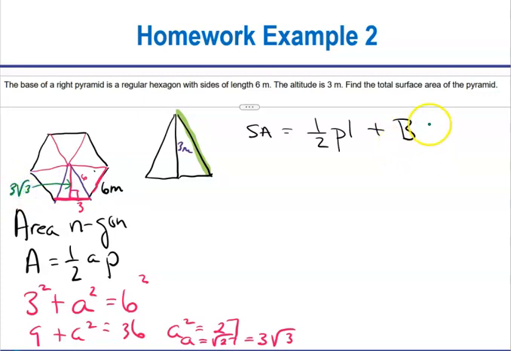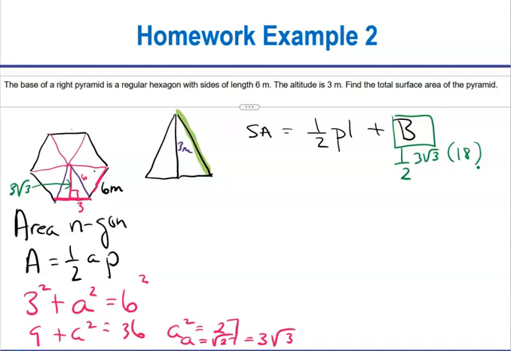So when we find the area of that base right here, it's 1/2 AP. So that's 1/2, A is 3 square root of 3, and the perimeter, we have 6 sides, 1, 2, 3, 4, 5, 6, that are 6 meters long. So that's going to be times 18. So we've got the B handled. We'll simplify that in a little bit, but we've got that handled, okay?